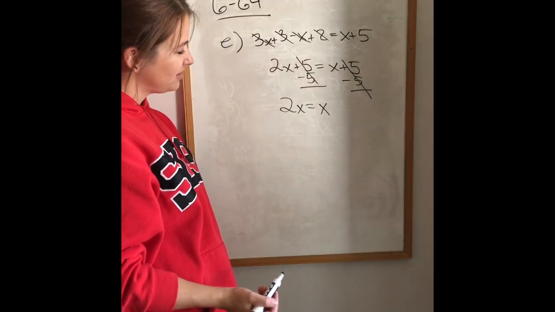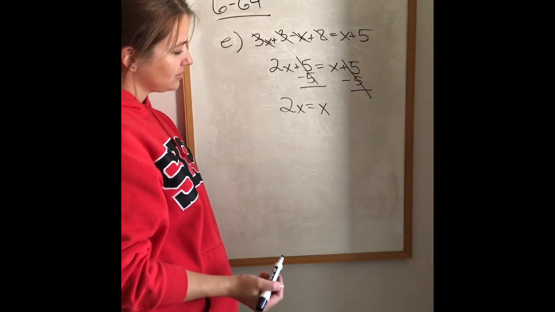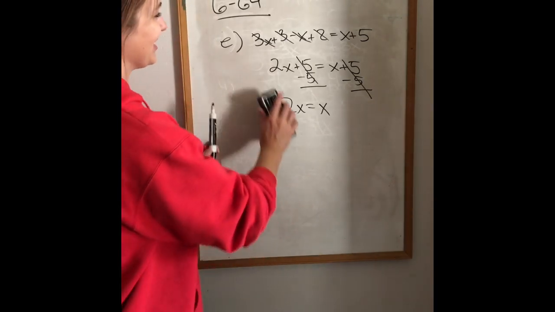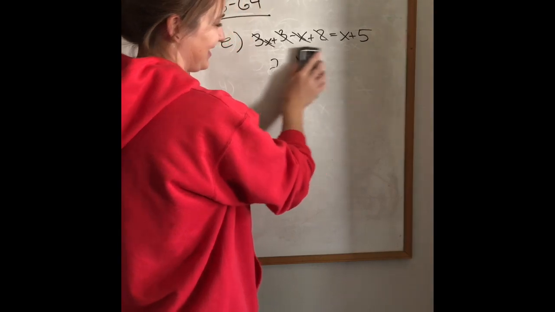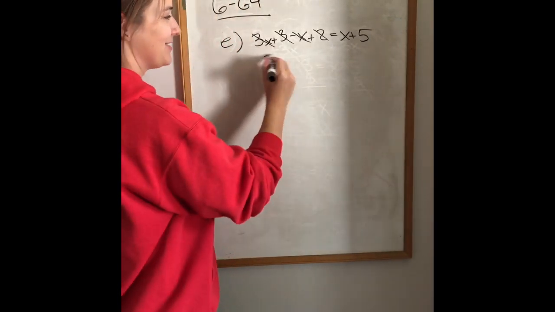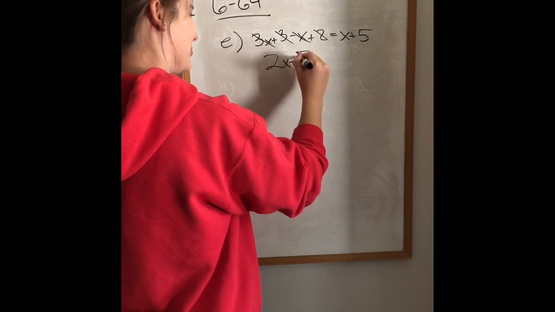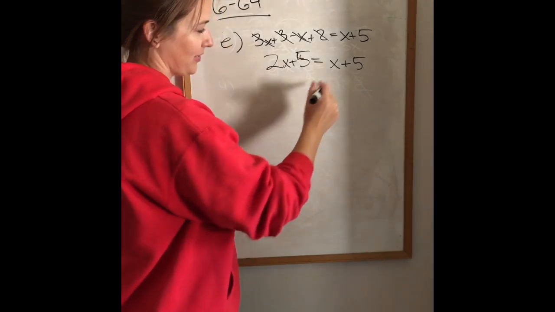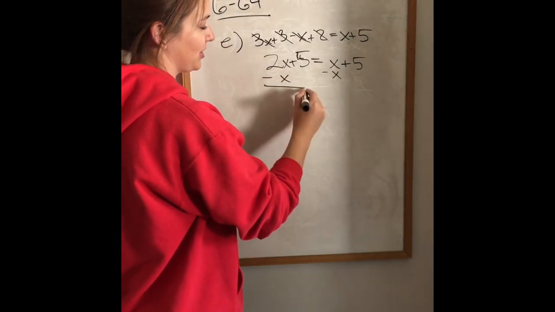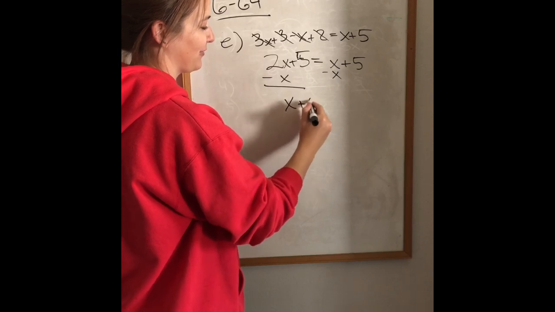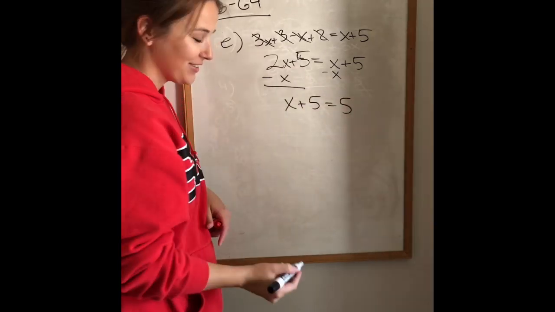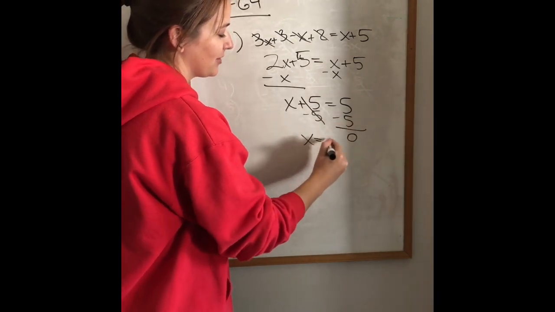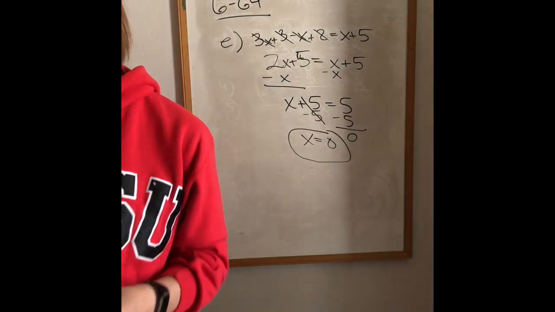Is that what I did? That is not what I did. This is what I actually did. I don't know why I'm doing it this way. I did 2x plus 5 equals x plus 5. And I got rid of the x over here and the x over here, and I was left with 1x plus 5, which equals 5. And then I subtracted 5 from both sides, and I got x equals 0. I don't know what I was thinking.